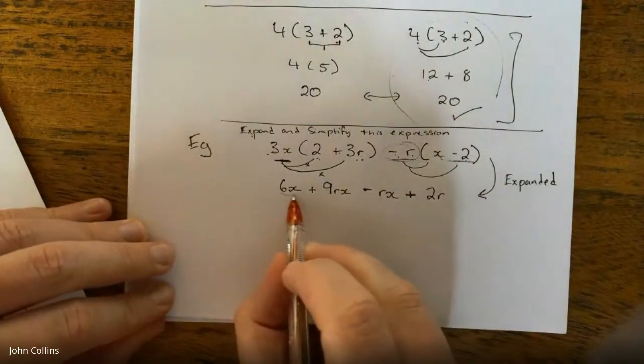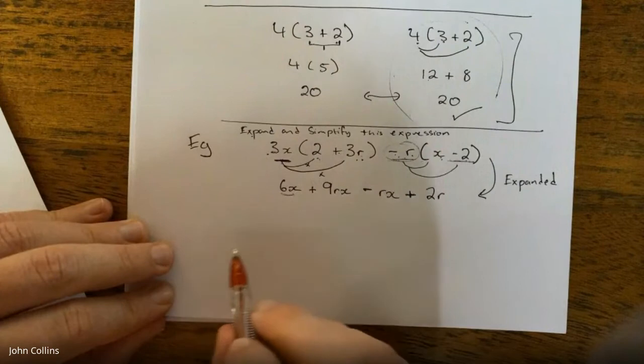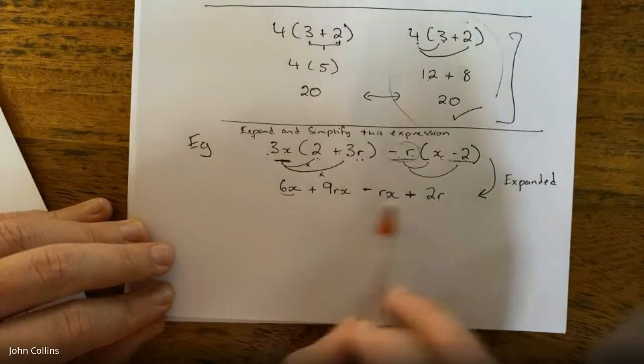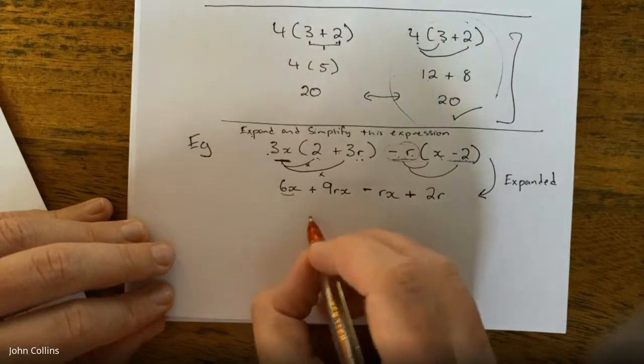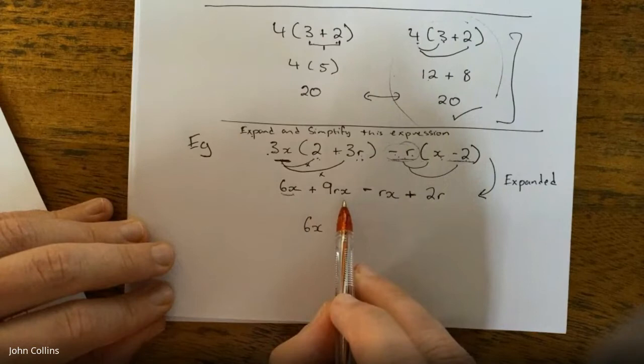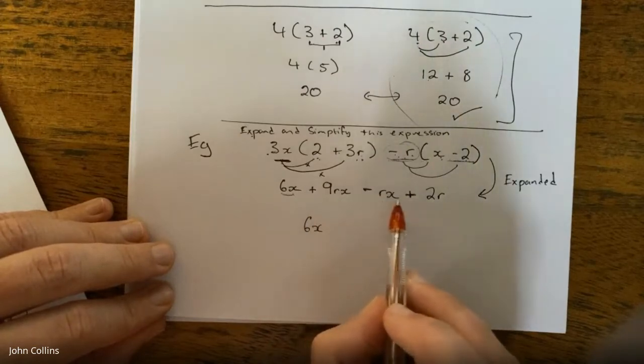Now 6x, I need to see if it has a buddy to add to it. No, it doesn't. rx, and r, they're not x's, so that's just 6x in my answer. What about 9rx's? Does this have a buddy? Yeah, there's an rx here, yeah.